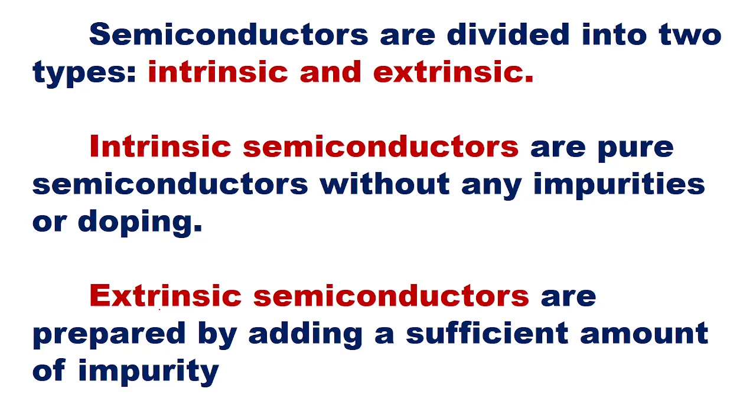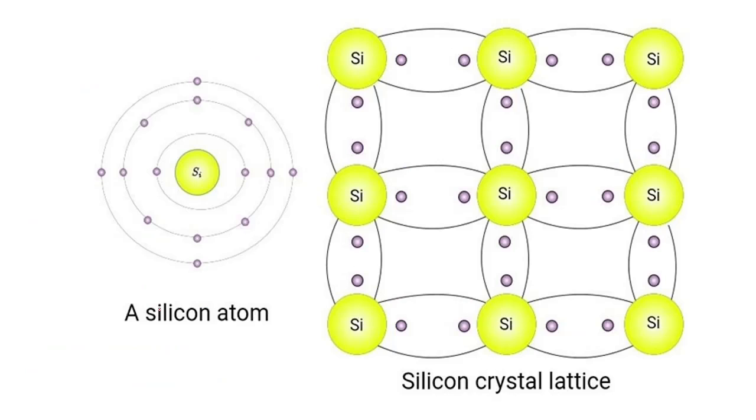Now our question is based on intrinsic semiconductor, and let's take an example of a silicon atom as an intrinsic semiconductor. Here we can see a silicon atom, and in this atom there are 4 valence electrons, that is, electrons in the outermost orbit are 4. This is 1, this is 2, this is 3, and this is 4. These are 4 valence electrons.